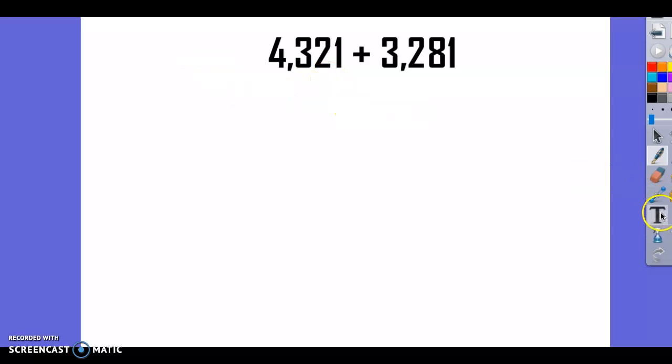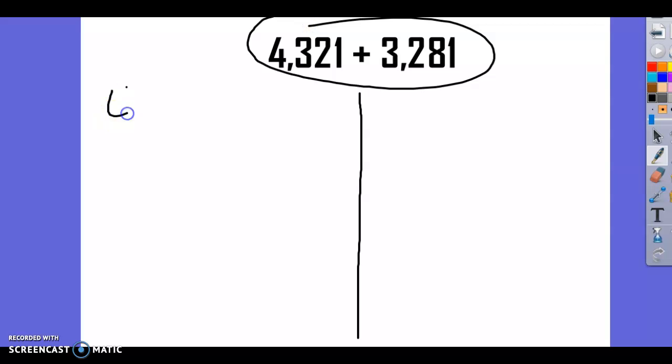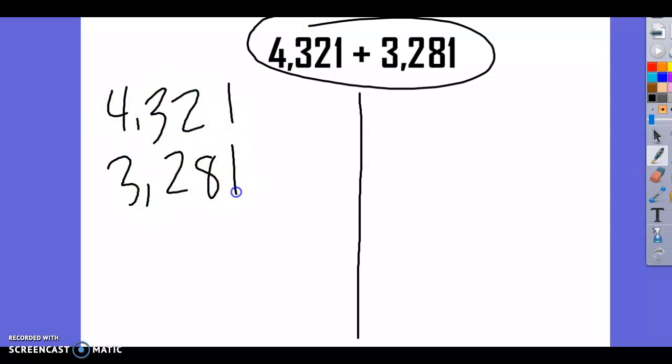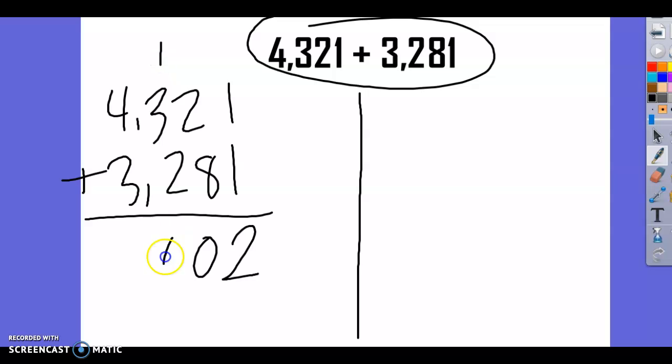All right, so we're going to solve two ways to add and then two ways to subtract. So first we're going to add this up vertically. So 4,321 plus 3,281. So when I add this, what is 1 plus 1? Good, 2. 8 plus 2 is 10. Carry a 1. 3 plus 2 plus 1 is what? Good, 6. And what is 4 plus 3? Good, 7,602. Now, the next way is we're going to do it by place value.